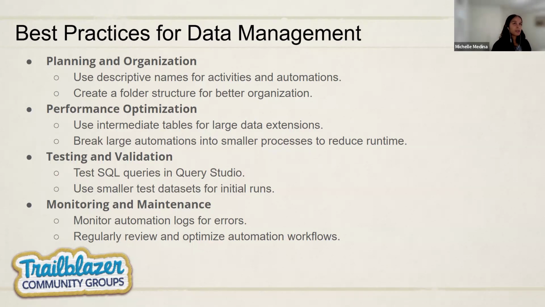And then performance optimization. So this is specifically with large data extensions, you might have to use intermediate tables. So basically just breaking the queries down into smaller data extensions, so then you can get your final result. For large queries, you might run into a runtime error. So that brings me to my second point. Any large automation, you might need to break them down into smaller processes, again, to reduce that runtime. You don't really want automations running super long. It should be a minute or two, again, to have that performance optimization.